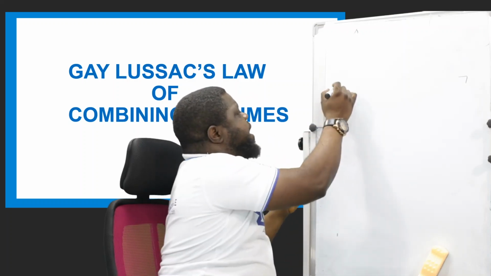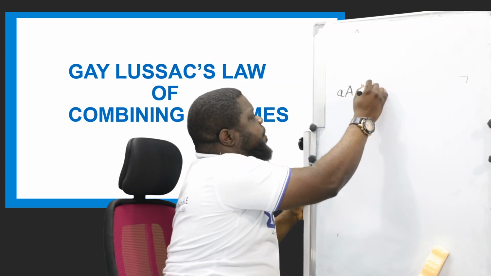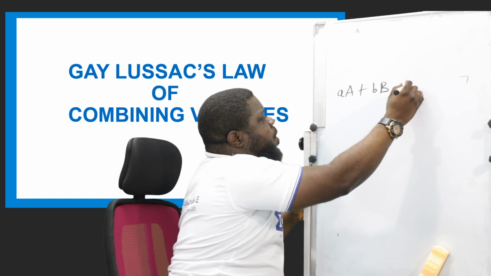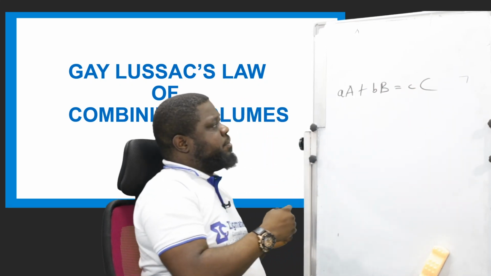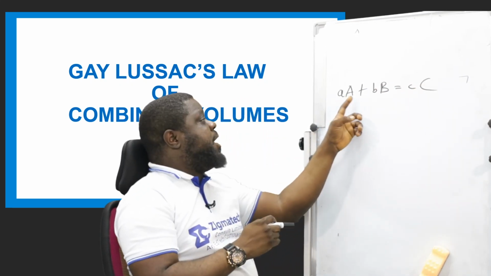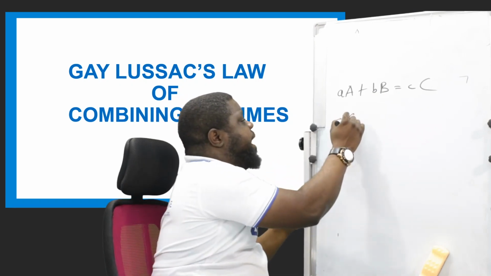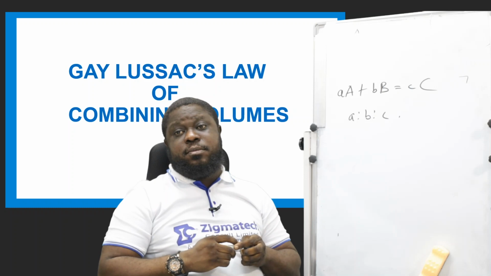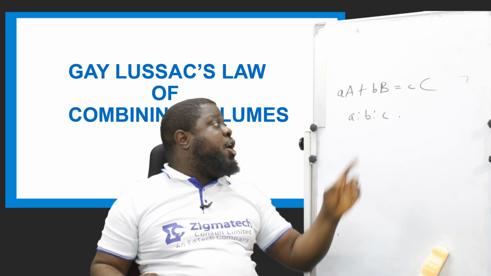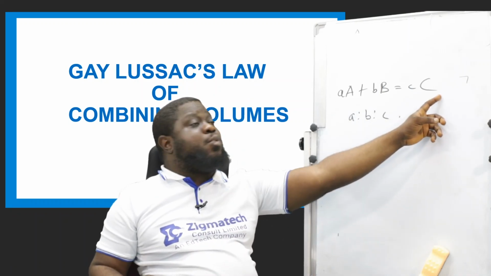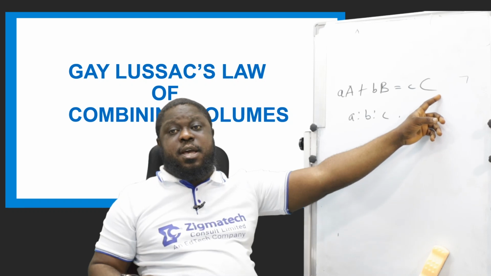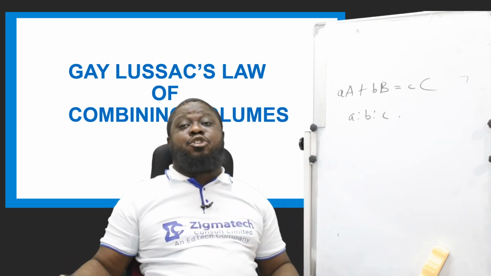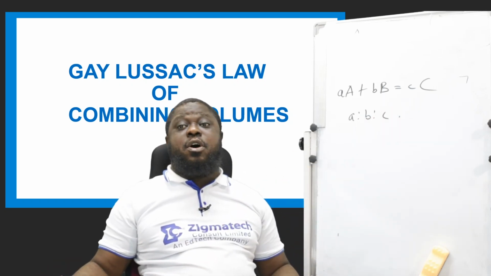now you have A plus B equal to C. Okay, these are the elements A, B, and C. The ratio will be A is to B is to C. Simple. A is to B is to C. All of them give us one thing. Okay, this is just the ratio of atoms combined. That's what Gay-Lussac's law is telling us about.